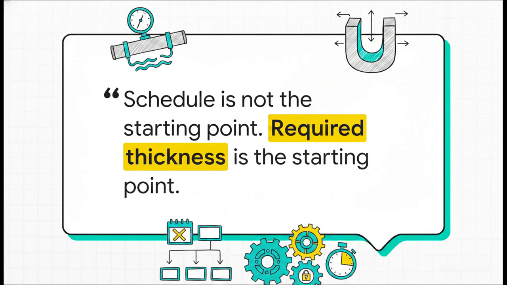All right, to wrap up this explainer, I want to leave you with this core philosophy. Schedule is not the starting point. Required thickness is. That lead's comment to Arjun wasn't some arbitrary guess. It was the compressed output of an entire chain of engineering judgment covering pressure, material, corrosion, and physical reality. So the next time you're reviewing a drawing, ask yourself, are you just picking a schedule out of a catalog, or are you actually engineering the pipe?